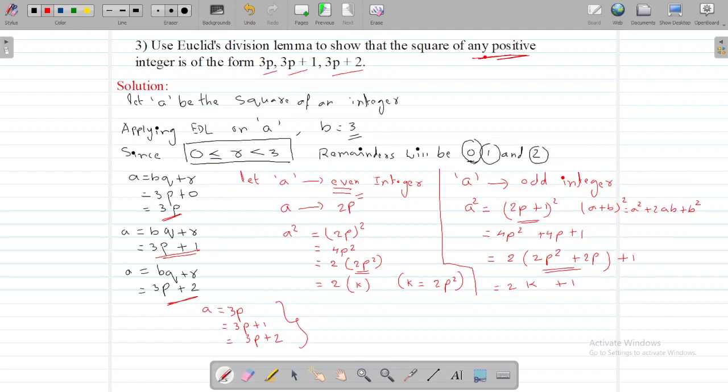So if we are considering these values, then P is our quotient here, and the remainders are 0, 1 and 2. So here finally we can say that any square number is of the form 3P, 3P plus 1, or similarly 3P plus 2. So this is our solution to the third problem of this exercise.